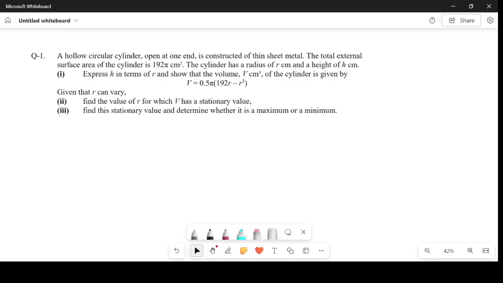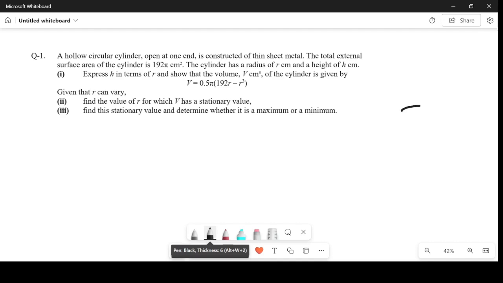First question, which says that a hollow circular cylinder, open at one end, is constructed of thin sheet metal. Total external surface area of the cylinder is 192 pi. The cylinder has a radius r, height h. Express h in terms of r. Show that the volume of the cylinder is equal to this.